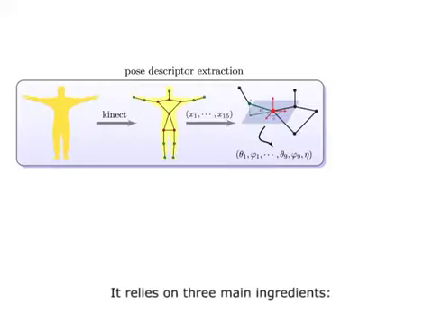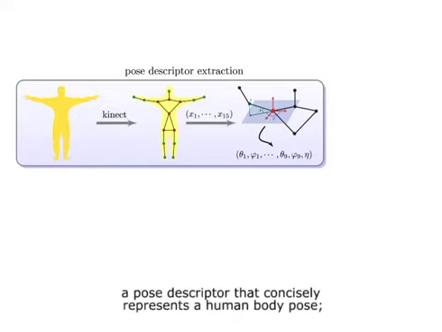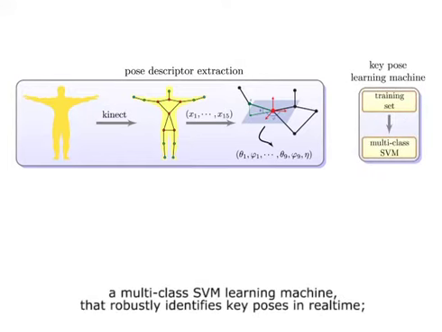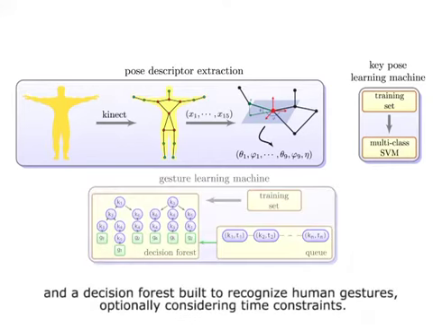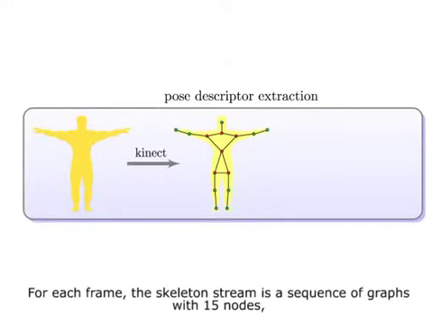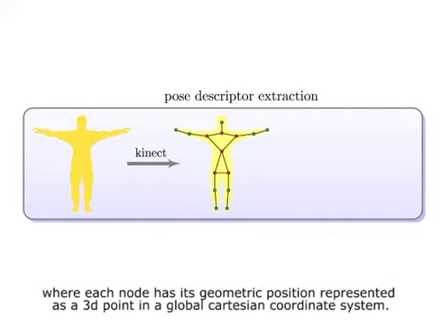It relies on three main ingredients: a pose descriptor that concisely represents a human body pose, a multi-class SVM learning machine that robustly identifies key poses in real time, and a decision forest built to recognize human gestures, optionally considering time constraints. For each frame, the skeleton stream is a sequence of graphs with 15 nodes, where each node has its geometric position represented as a 3D point in a global Cartesian coordinate system.